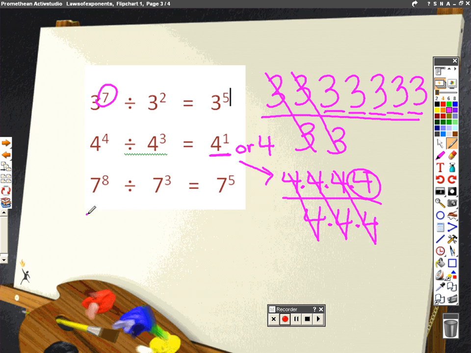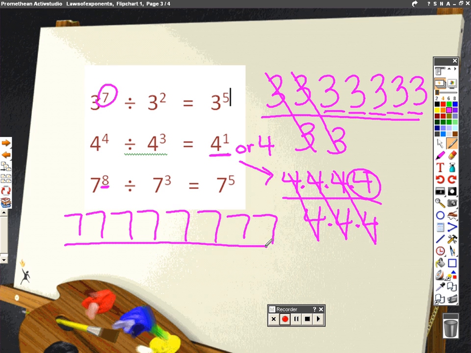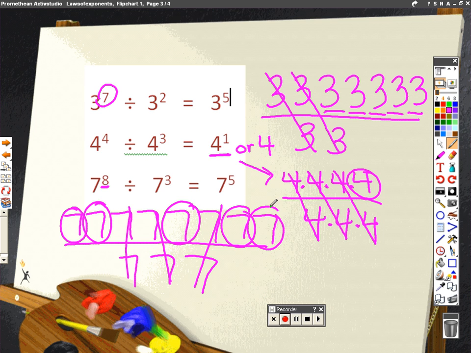And the last one, 1, 2, 3, 4, 5, 6, 7, 8. Because I have 8 7s. Divided by 7 to the 3rd. Let's cancel. And it doesn't matter which ones you cancel. I just did a random order. I have 1, 2, 3, 4, 5 7s left. Did you notice the pattern? If you said subtraction, you're correct.